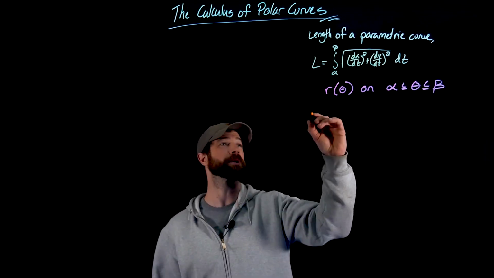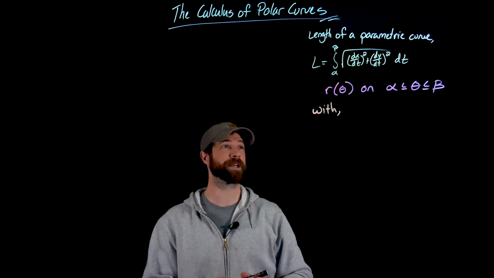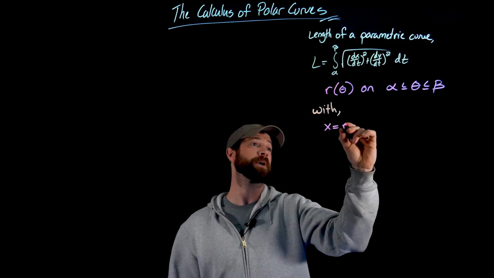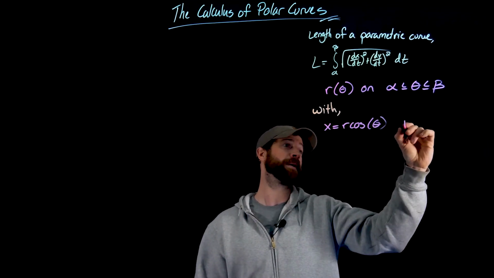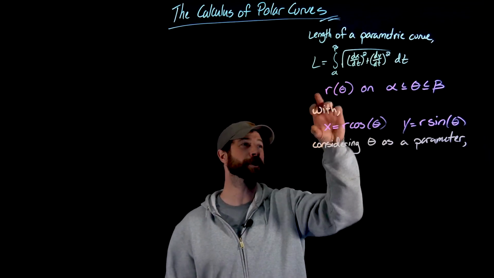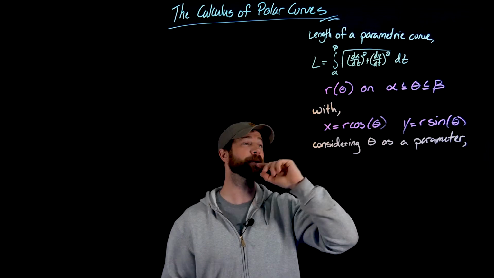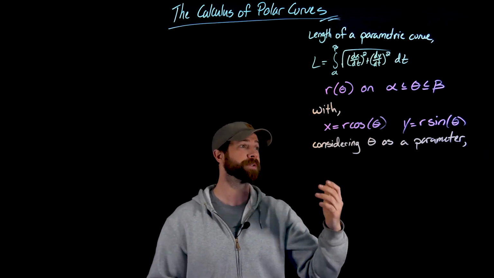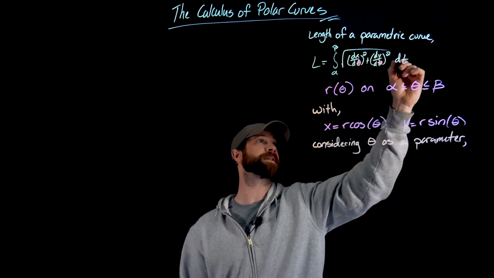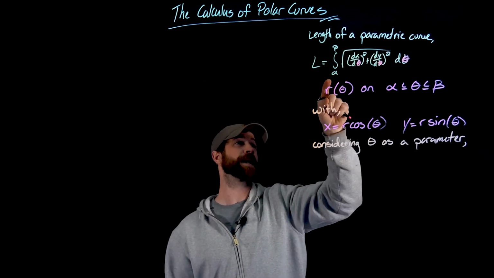Then we're going to use the fact that, given this relationship, if we bring x and y into the game, x equals r cosine of theta and y equals r sine of theta. So given a polar curve described like this, we can consider theta to be a parameter that changes the value of r, but specifically x and y. So instead of thinking of this t as a parameter, we change these all to thetas. And now we think about theta going from alpha to beta, not t.